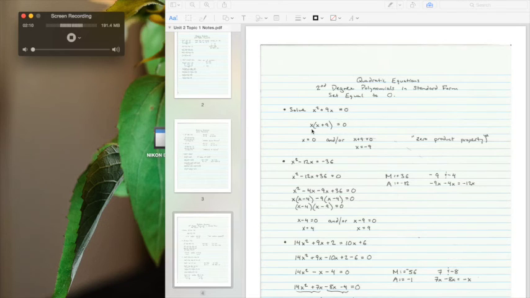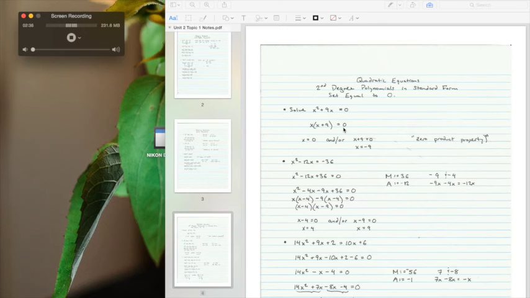Now, I want to solve this for x. I want to know what x actually equals. Now, there's a funny thing going on here. I have two factors multiplied together, x times x plus 9. And I know that when I multiply these two things, I get 0. Now, what do you multiply to get 0? Well, anything times 0 is 0, and 0 times itself is 0.